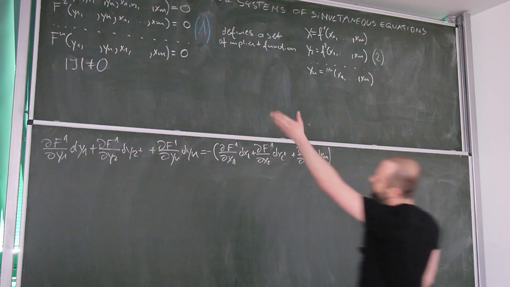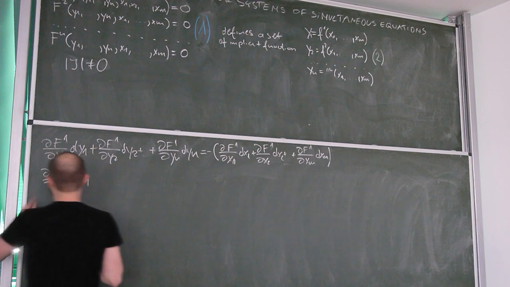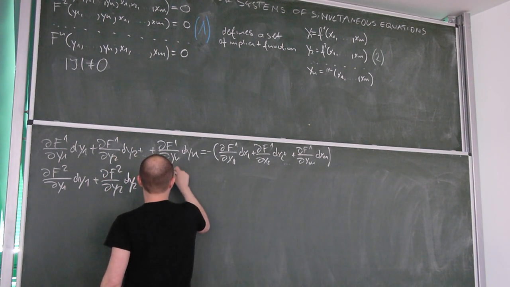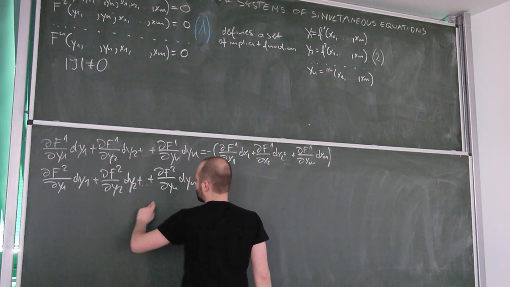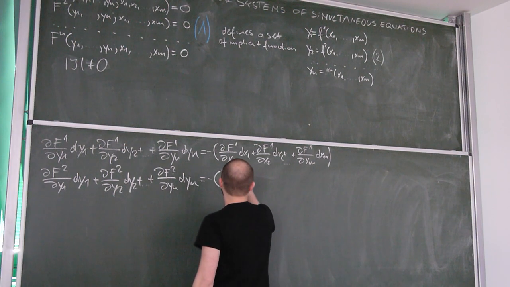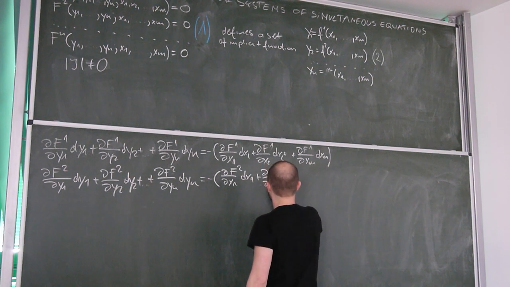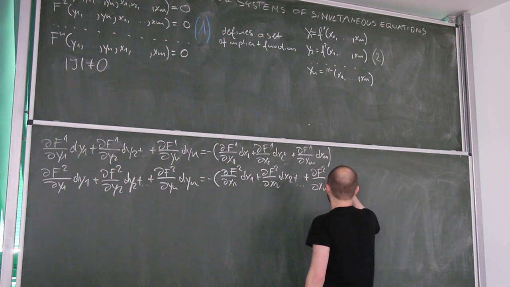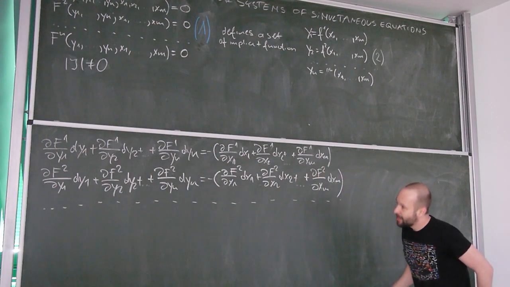Okay, and then we can do the same thing with the second equation. You see, again, I'm just differentiating the second equation with respect to y1, y2, until yn. And then on the other hand side, I will have with the minus sign the differentials with respect to x1, x2, until xm.